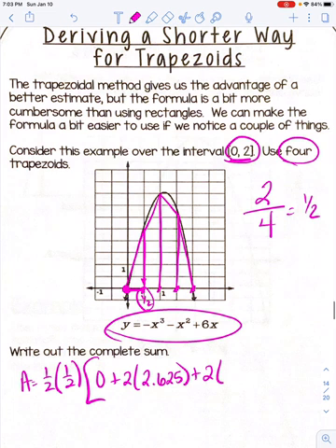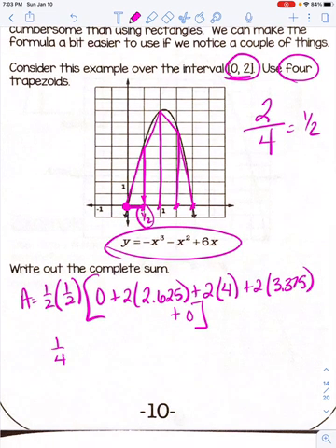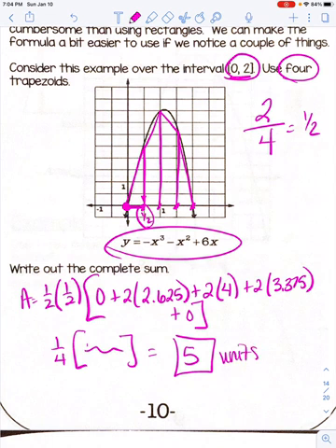And then the value at 1 is also going to be used twice. And I believe that's a 4. And then the value at 1.5, which is 3.375. And then the value at 2, which is 0. And 1/2 times 1/2 is a 1/4, times all of that, which I think is, I don't know what that is. So whatever that decimal is, but I think your final answer is a very nice 5 units squared.